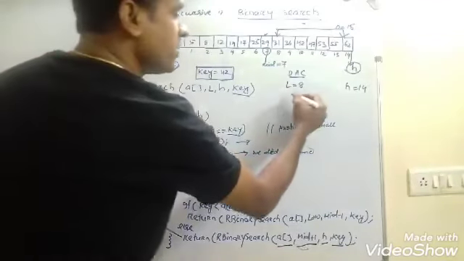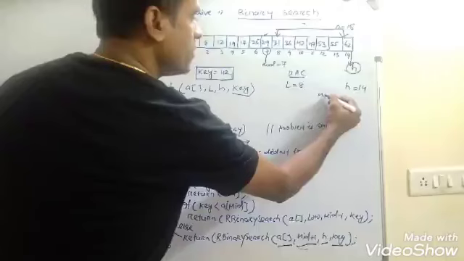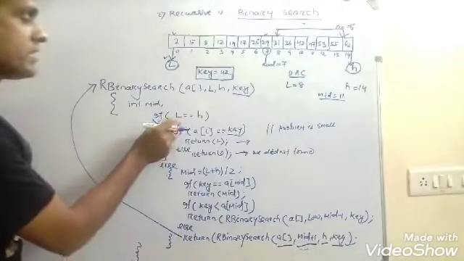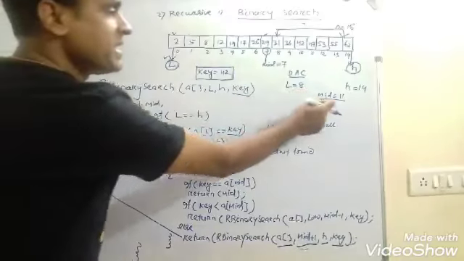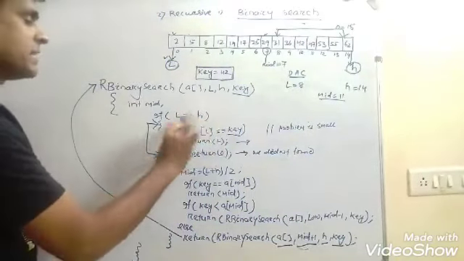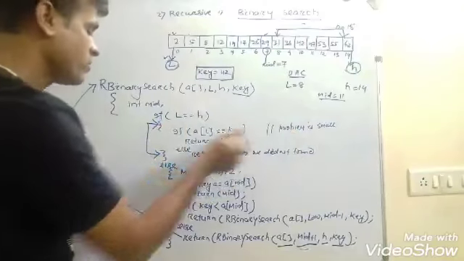Again we will calculate the mid. What is the mid value? The mid value is equal to 11. Now it will check low equal to high. Low is 8, mid is 11, high is 14. No, low is not equal to high. That means the problem is not small. We have to go to the else part.